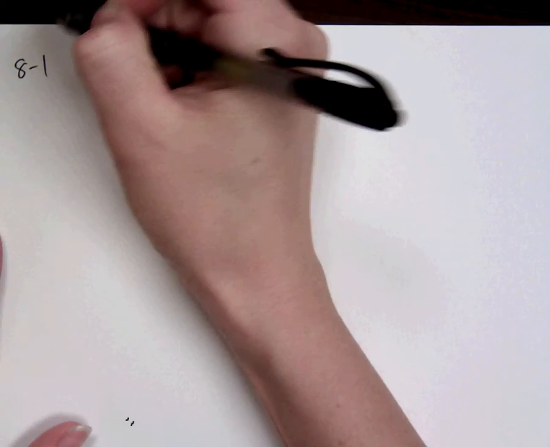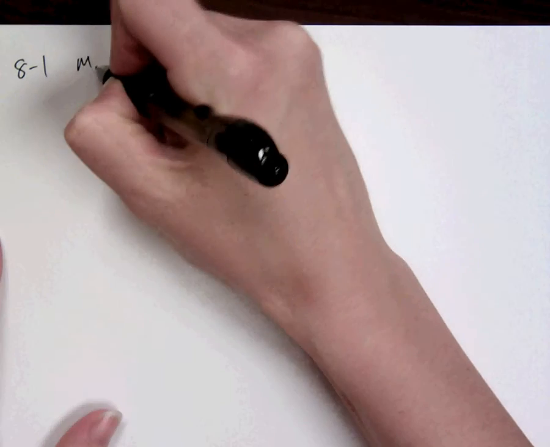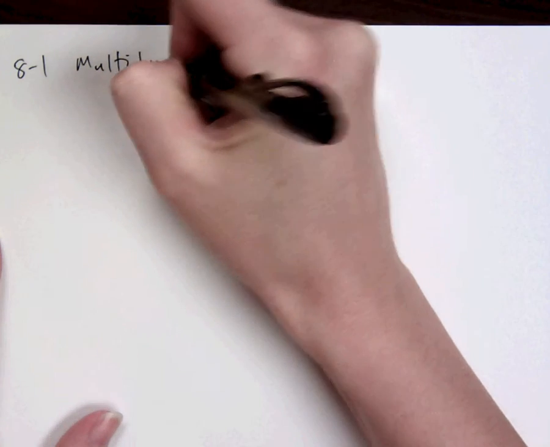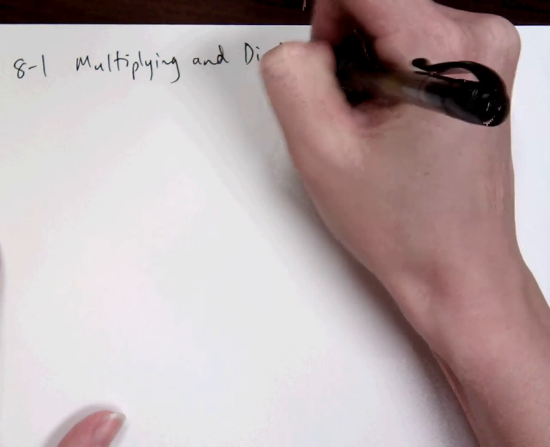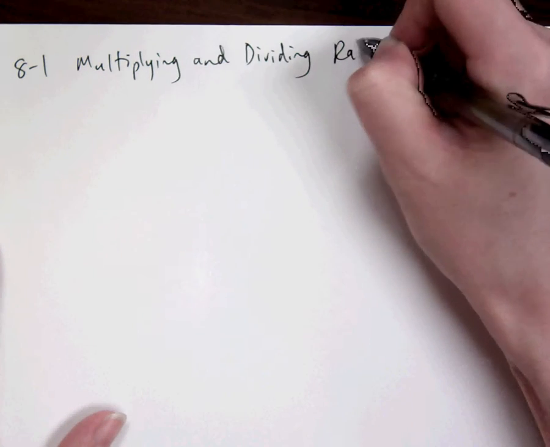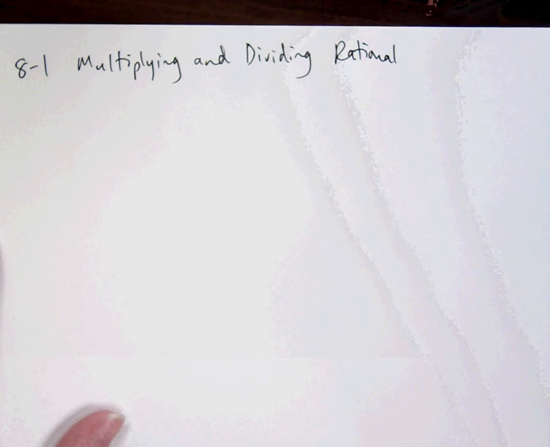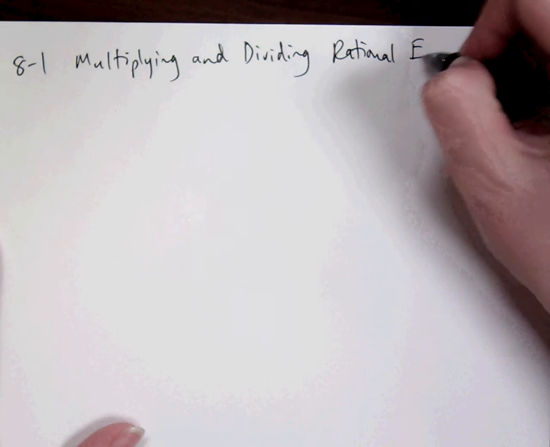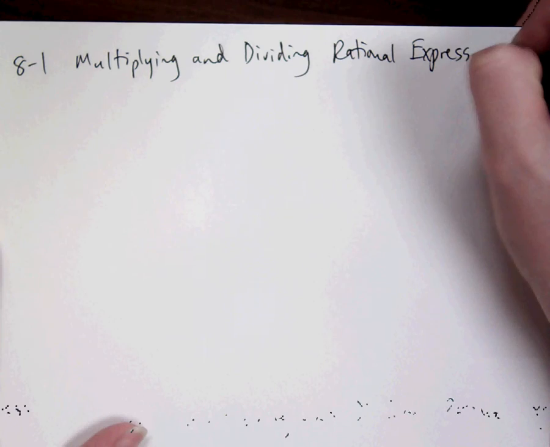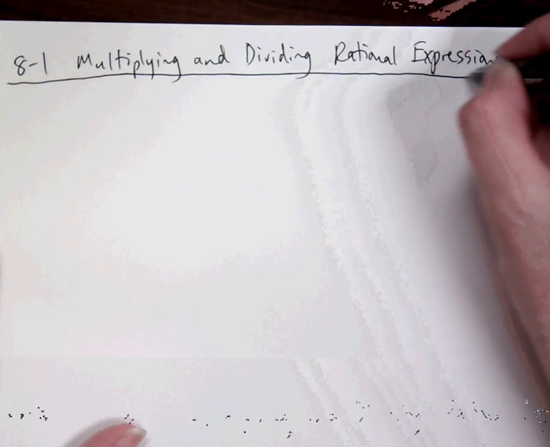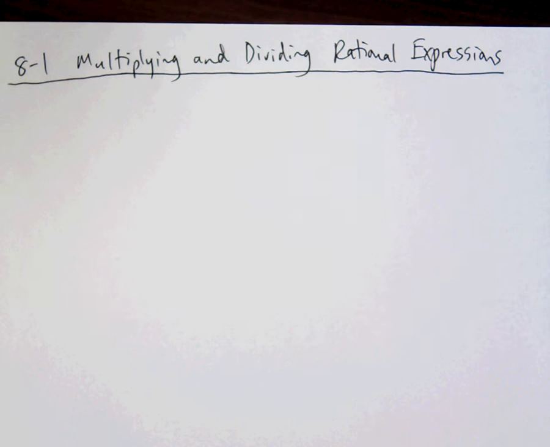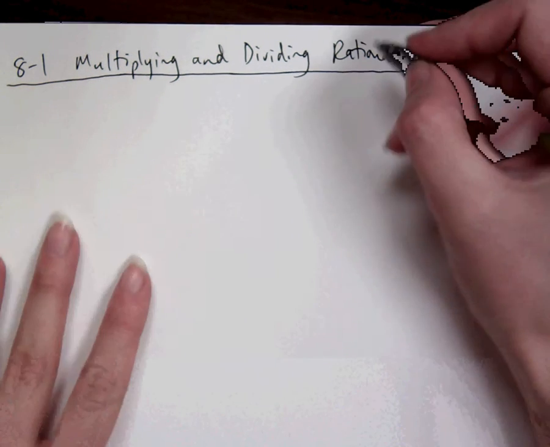We're starting this chapter with multiplying and dividing rational expressions. Okay, so the first question in your mind should be, well, what's a rational expression, since we're going to multiply and divide them? And I hope the thought of rational numbers comes to mind, and so the idea of a fraction comes to mind.